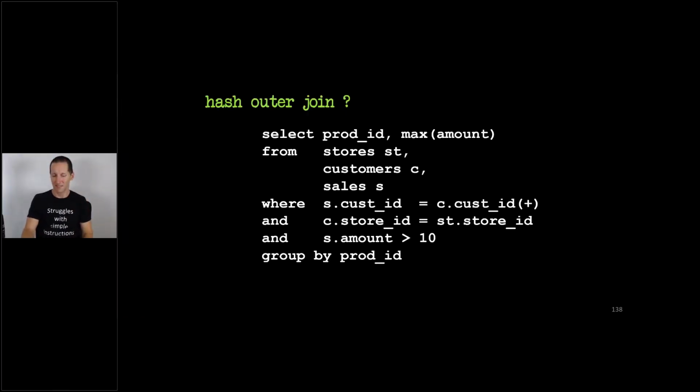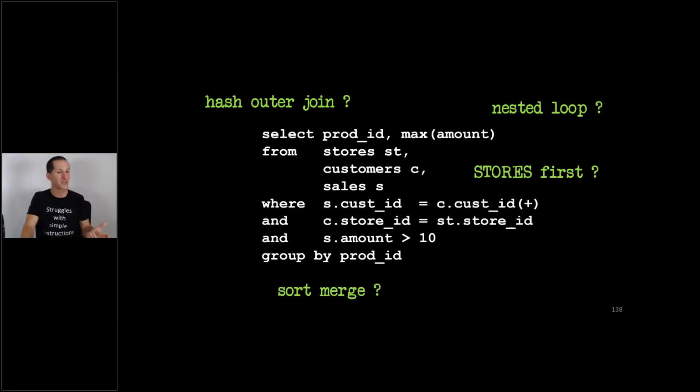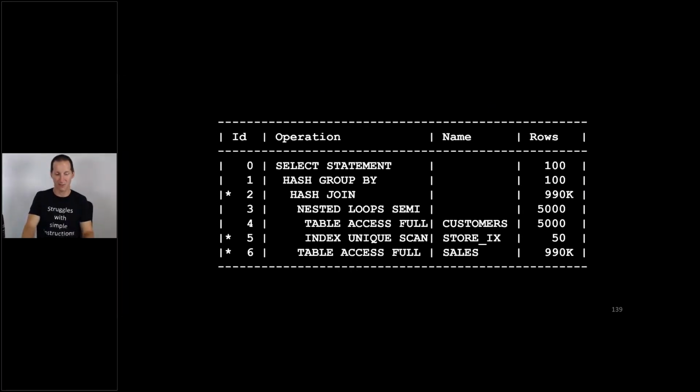What's the best way of running it? Should I do a hash outer join, a nested loop? Should I access the stores table first? Should I maybe do a sort merge? This is what the database came up with. You can see the execution plan. We actually started with the customers table, hacked into the stores table via an index, and then went to the sales table with a combination of hash group by and nested loop semi, etc.